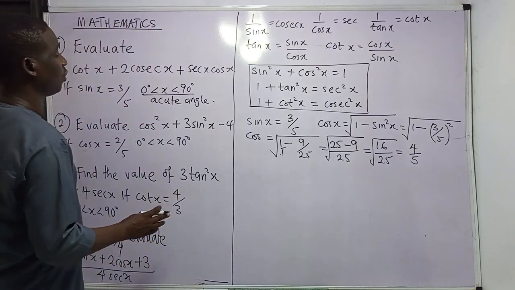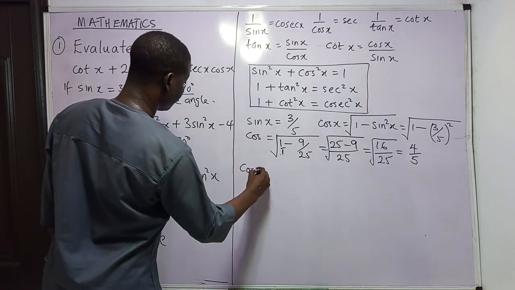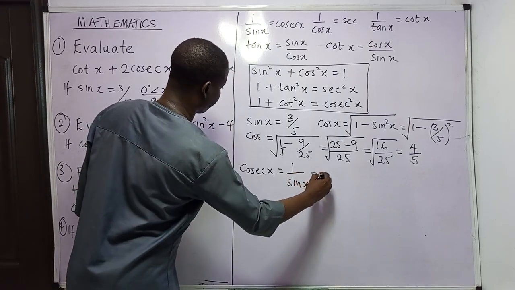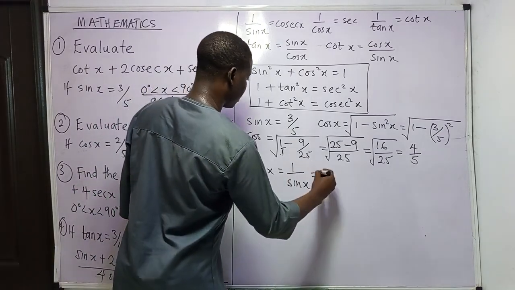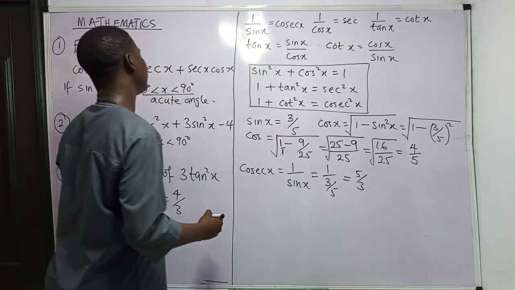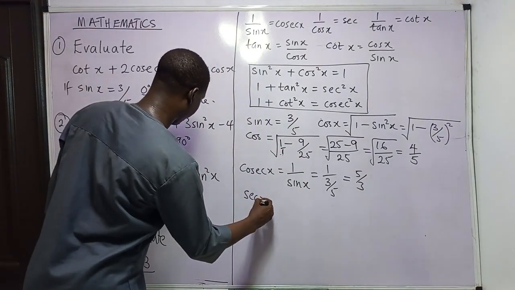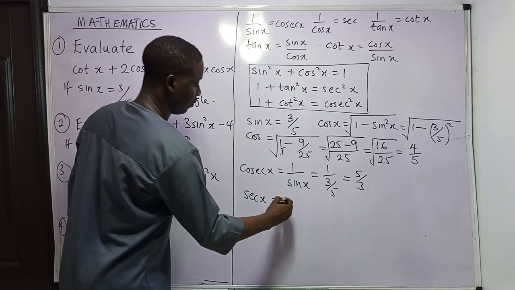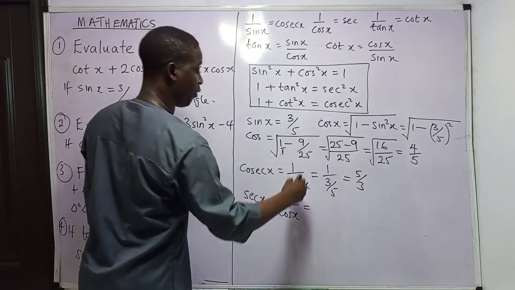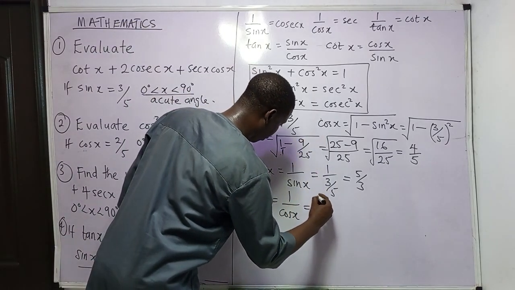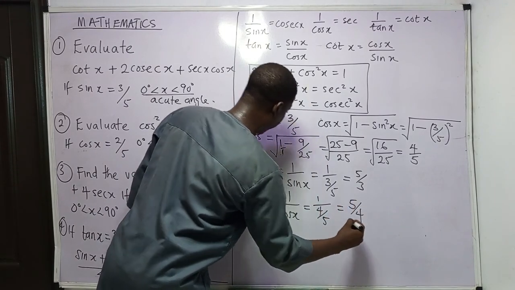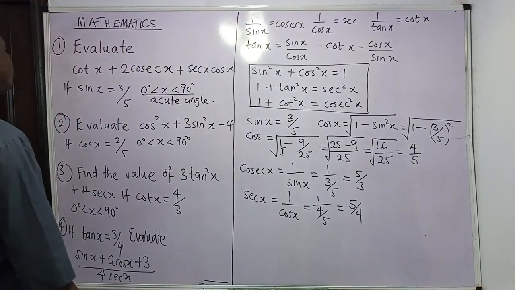So now we have gotten cos x. Now don't forget cosec x equals 1 over sin x. And what is sin x? 1 over 3 over 5, so that will be 5 over 3. What else do we need? Sec x. Sec x is 1 over cos x, and cos x is 4 over 5. So it becomes 1 divided by 4 over 5, and that is 5 over 4. So that is all settled.